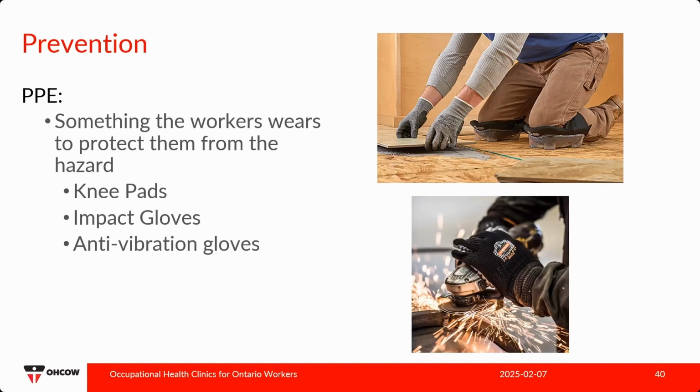Personal protective equipment is something that the worker is going to wear. So it's the least effective control. Examples of it, the first one up here, the picture you see is a worker wearing knee pads. So they're protecting their knees against contact stress, which occurs when you rest a part of your body on a hard surface. So it's giving them that layer of protection, but it's not changing anything about the hazard.